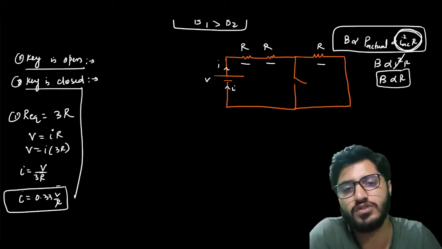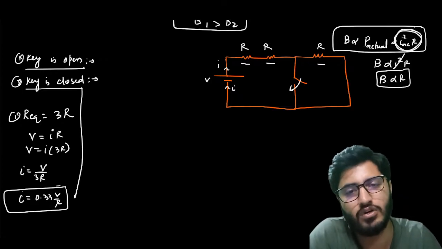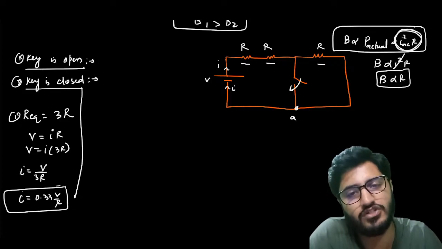When the key is closed, I close the key. Look now, if the potential of this one is, let us suppose, A, then the potential of this one will also be A, and the potential of this one will also be A. So no current will flow through this one now.